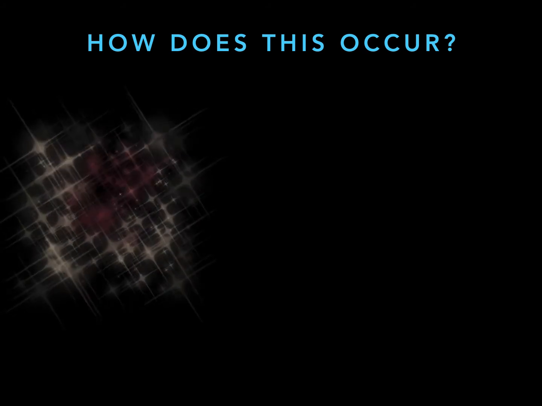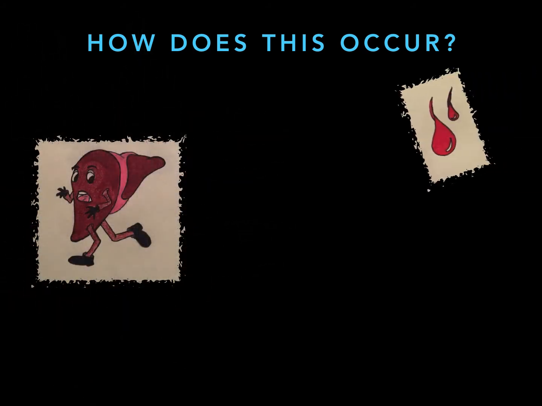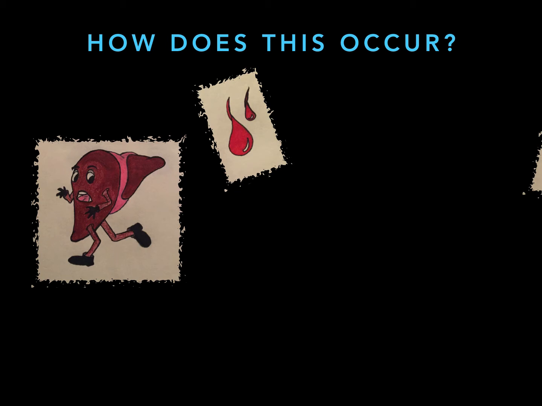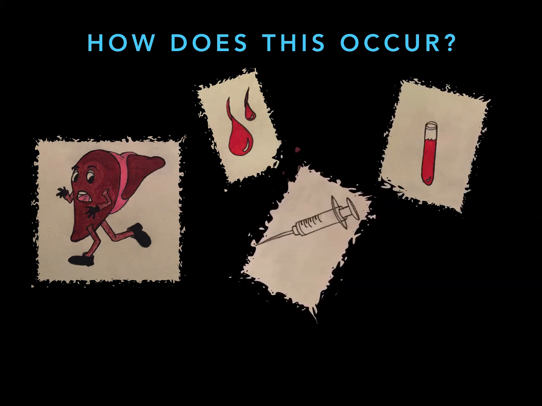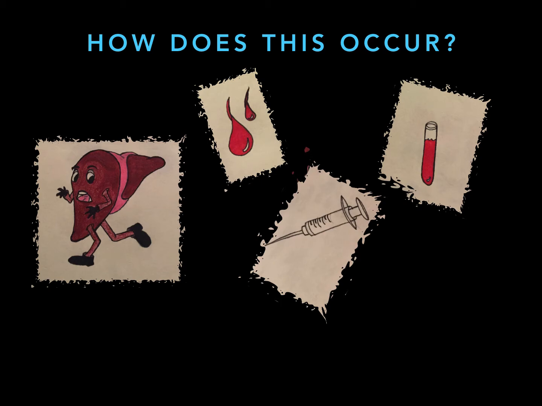How does this occur? Risk factors for hepatitis include contaminated blood transfusion from the 1980s, sharing drug paraphernalia, improperly sterilized needles for tattoos or piercings, or ingesting contaminated foods and beverages. Let's take a closer look.